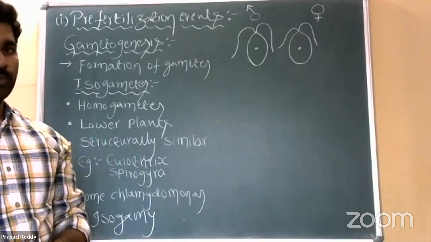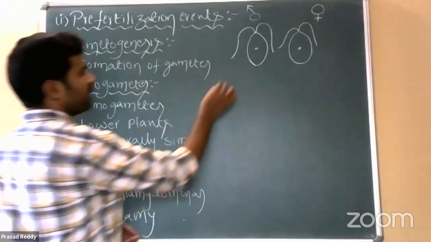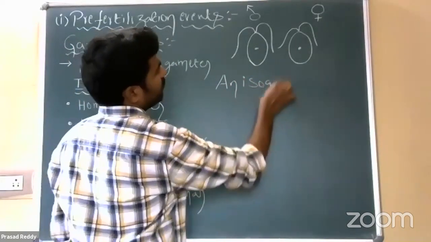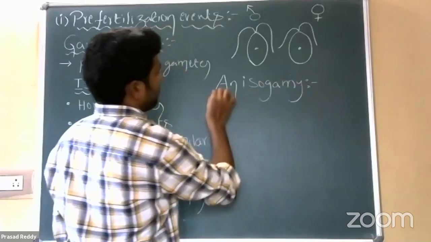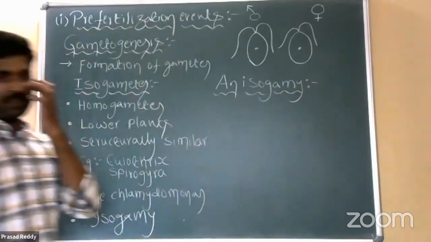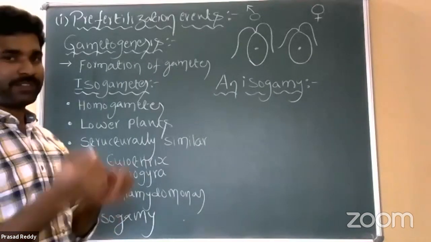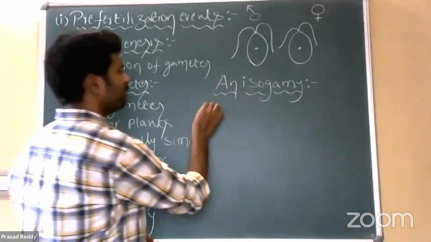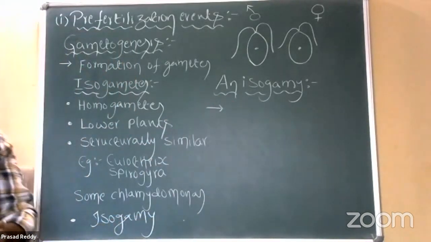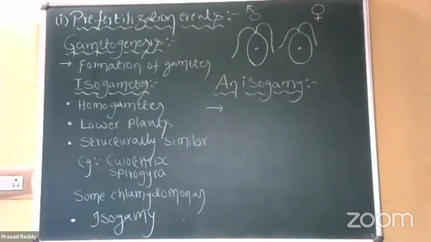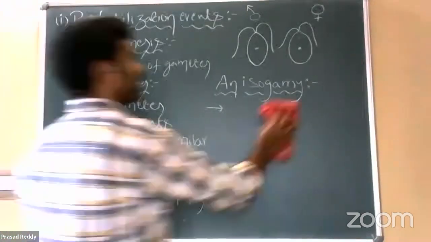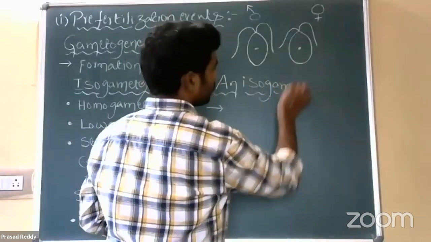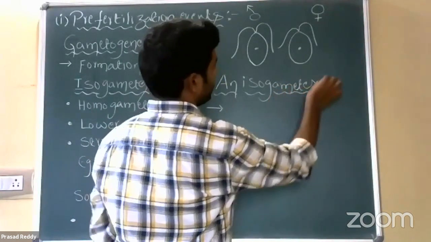Isogamy or homogamy. Then come to the second one, anisogamy. What is anisogamy? Some algal members, some Chlamydomonas members or some lower plants, produce dissimilar gametes. Those dissimilar gametes are called anisogametes, so not anisogamy here, anisogametes. You have to write anisogametes. The type of fusion is called anisogamy.